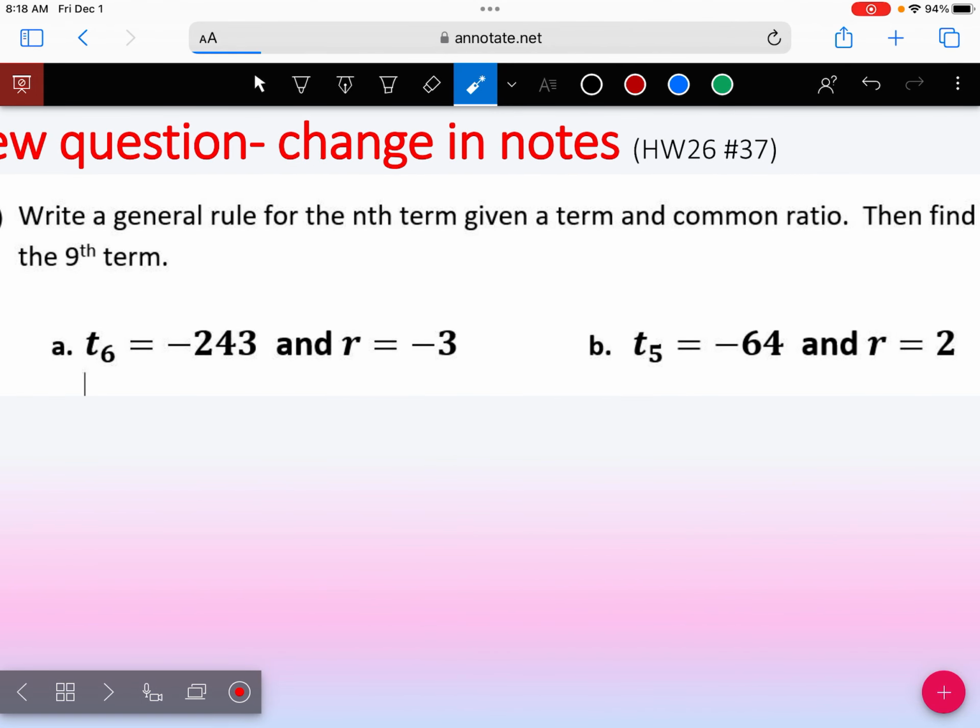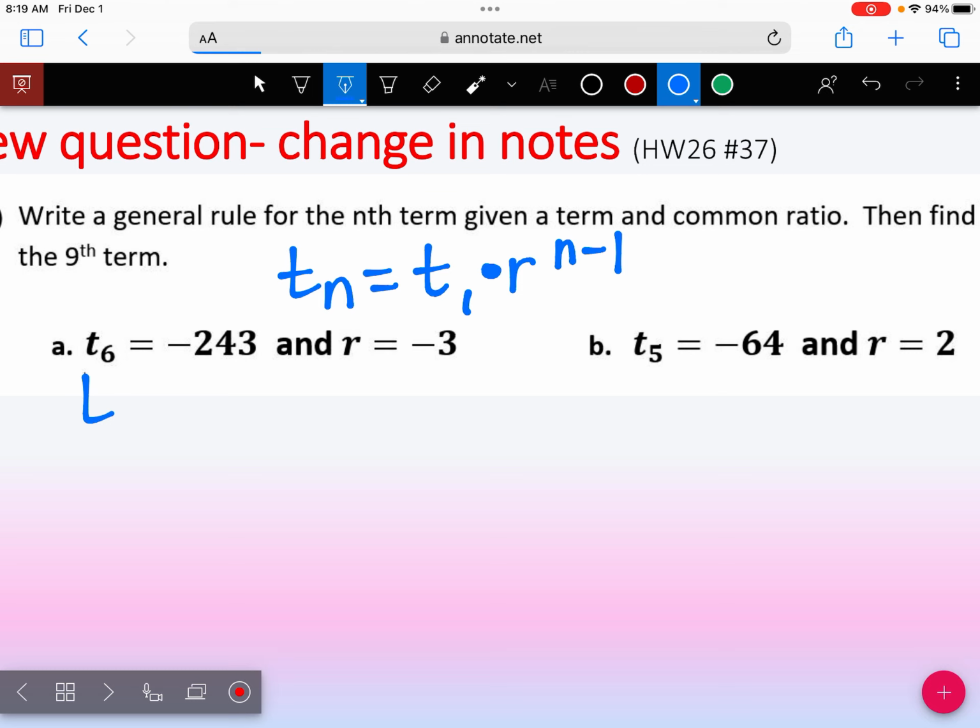Okay, so we don't know the first term. In order to write a general rule, you need to know the first term and the common ratio. So let me just rewrite the formula. T sub n equals T sub 1. This is the format for a geometric general rule.